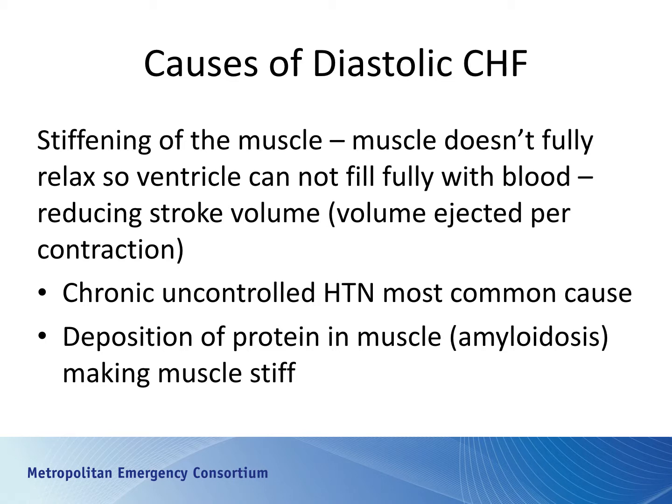Chronic hypertension is a common cause of diastolic heart failure, just like it could also cause systolic heart failure. And you could also have problems with the muscle itself, where there's deposition of protein in the muscle. An example would be amyloidosis, where there is a problem with protein metabolism. Abnormal proteins called amyloid are deposited in the tongue, the heart, or the kidneys, resulting in organ damage with organ impairment. For today's discussion, we're talking about heart failure. So amyloidosis can cause a stiff heart where the ventricle does not adequately relax during contraction, or during diastole, so that it cannot fully fill with blood.